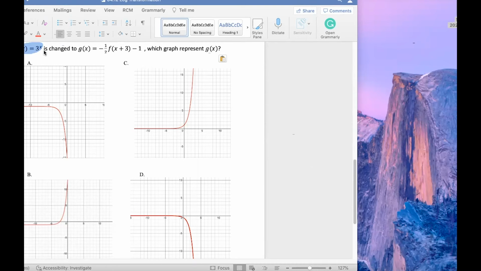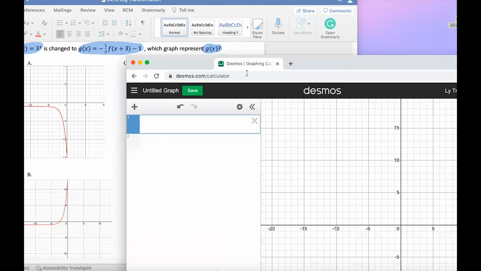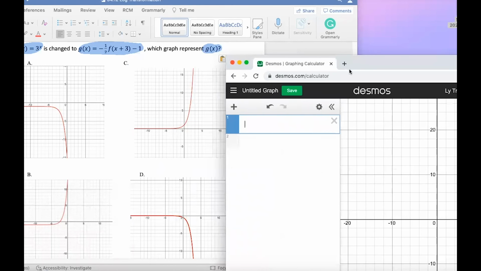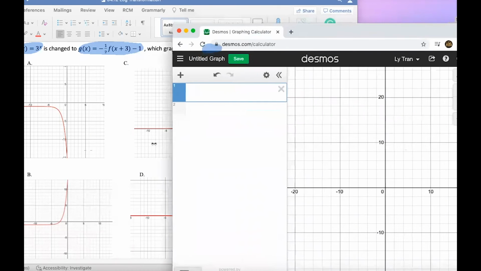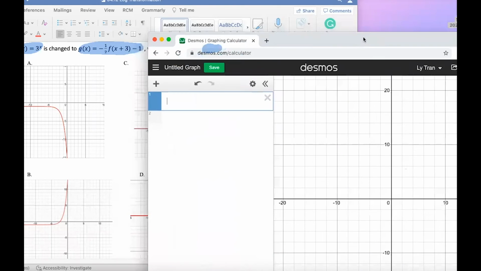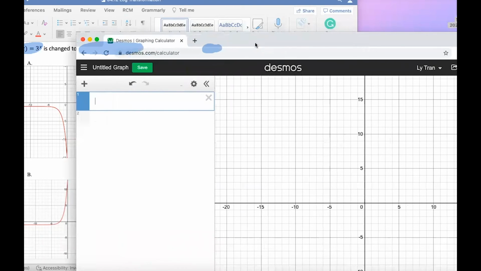So if f of x equals 3 to the power of x, it changed to this function based on the formula that they gave us. Which graph right here represents g of x? There are so many ways to do this, but the easiest way, I highly recommend you just use Desmos. So we're gonna graph them in Desmos. Having them side by side would make it so great. So here we go. However, because the video is so small, I'm still gonna make it full size.